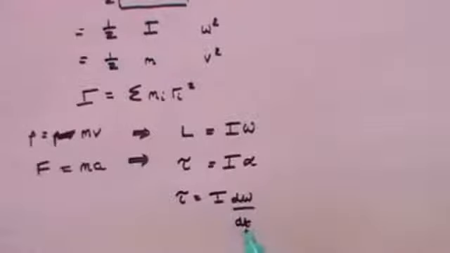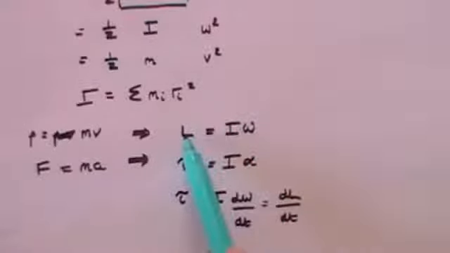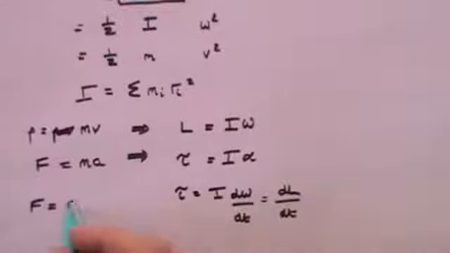But I d omega by dt is simply the rate of change of angular momentum. I d omega by dt, if you differentiate this term by dt, then you differentiate this term by dt, you get dL by dt is I d omega by dt. And so what we've shown is that the torque tau is equal to the rate of change of angular momentum, just as force in linear classical mechanics is the rate of change of ordinary momentum. So there are rotational equivalences for all of Newtonian laws.